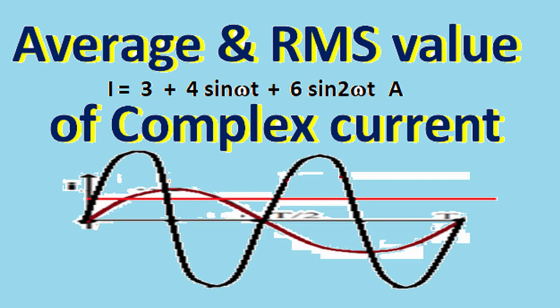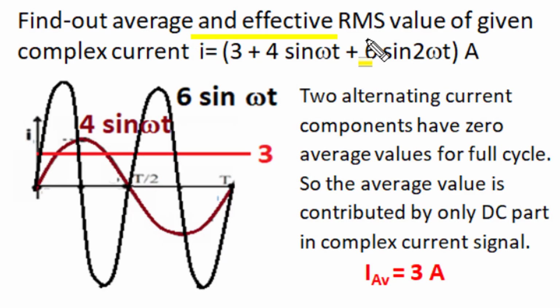Let's understand the concept. We are given a complex current signal which has a constant DC magnitude of 3 ampere and a fundamental frequency sinusoidal alternating signal of 4 ampere amplitude given as 4 sin omega t, and there is a double frequency component of amplitude 6 ampere. There may be some other harmonics too, and for this complex current having multiple frequencies, we have to find the average and effective RMS value of the DC, fundamental sinusoidal and harmonic sinusoidal components.